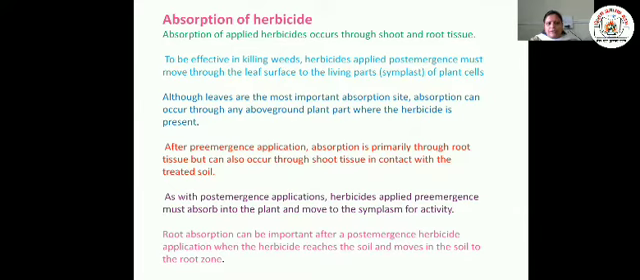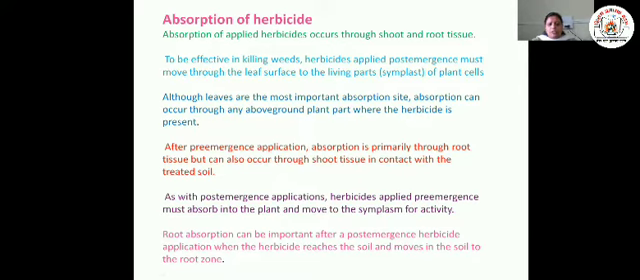First is absorption. Absorption of applied herbicides occurs through the shoots or root tissues. To be effective in killing the weeds, the herbicides applied post-emergence must move through the leaf surface to the living parts of the plant cell. Although the leaves are the most important absorption site, absorption can occur in any above-ground plant part where the herbicide is present. After pre-emergence application, absorption is primarily through the root tissues, but can also occur through the shoot tissues in contact with the treated soils.